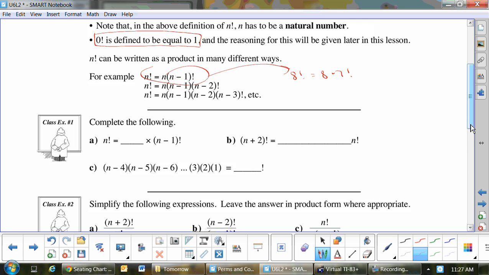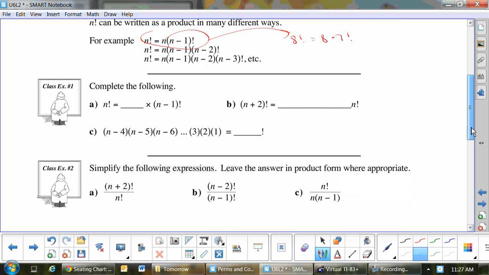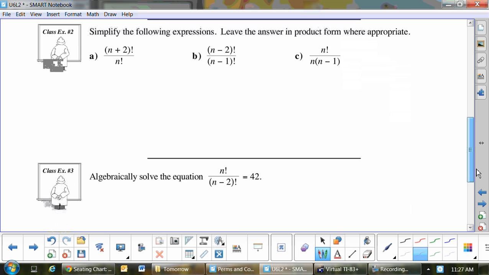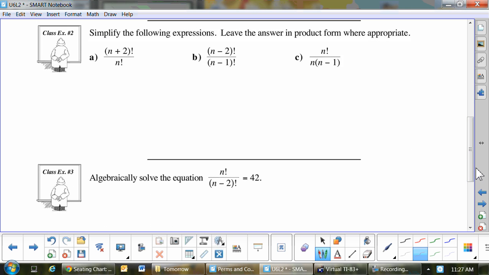So let's go down to seeing how this works. Remember how we canceled on the last questions? Well, let's keep that same thing going here. If I have n plus 2 factorial, what does that equal? What's the first thing that I write down? So 8 factorial would be 8 times 7 times 6. So what's the first number?